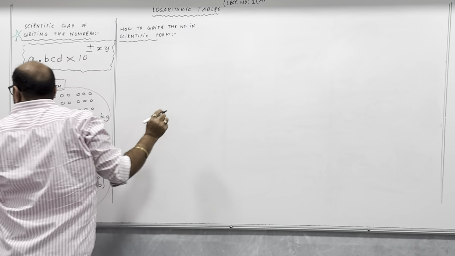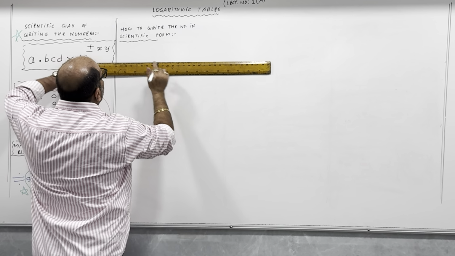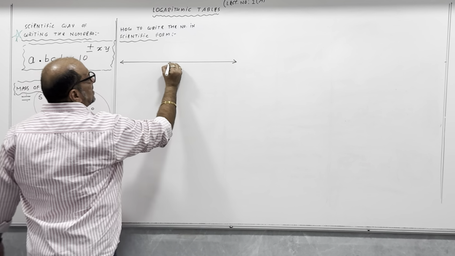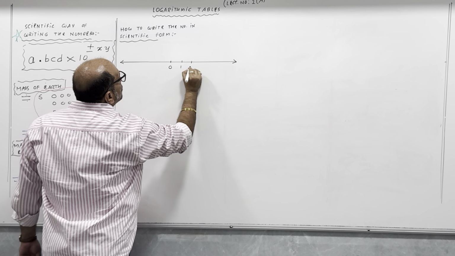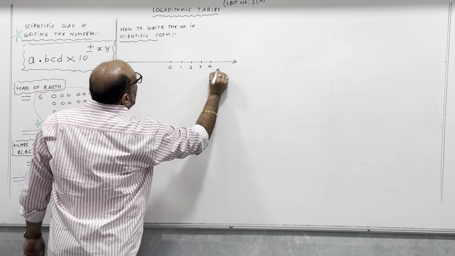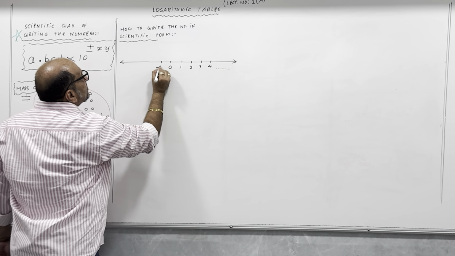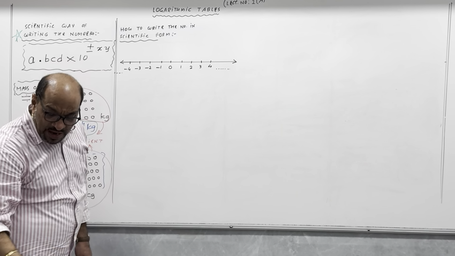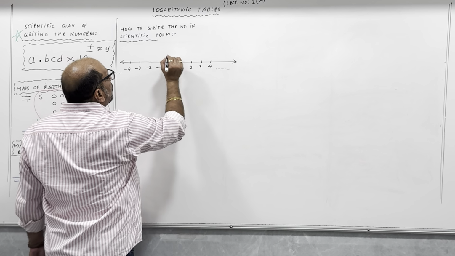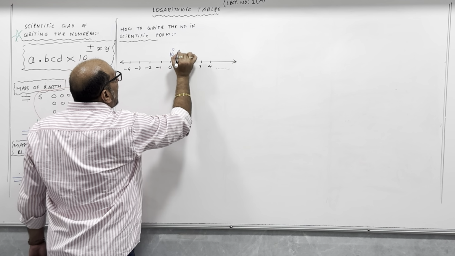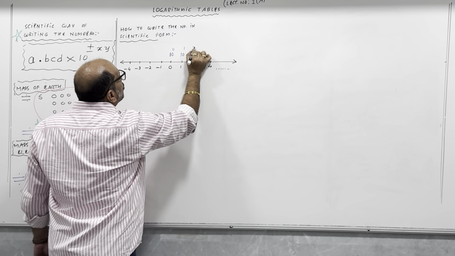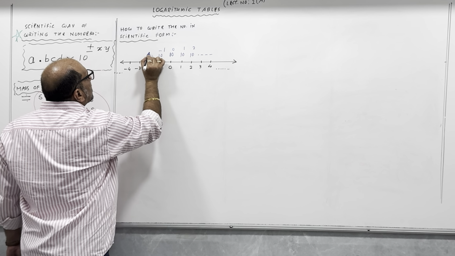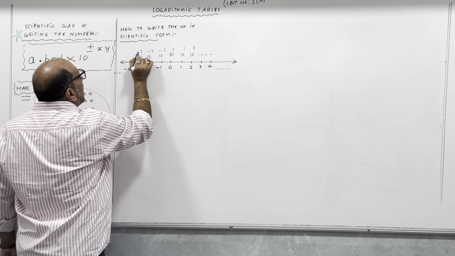For that, first you have to understand the number line. This is your number line, going up to infinity. I'm taking this as 0, say for example. Then this is 1, this is 2, this is 3, this is 4, and it is going up to infinity. On this side it is -1, -2, -3, -4, going up to infinity. Now what you have to do is, above 0 you write 10 raised to 0. Above 1 you write 10 raised to 1. Above 2, 10 raised to 2, and so on. Very easy. Above -1 you write 10 raised to -1. Above -2 you write 10 raised to -2. Above -3 you write 10 raised to -3.